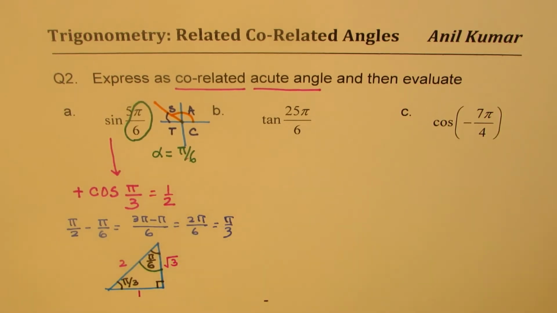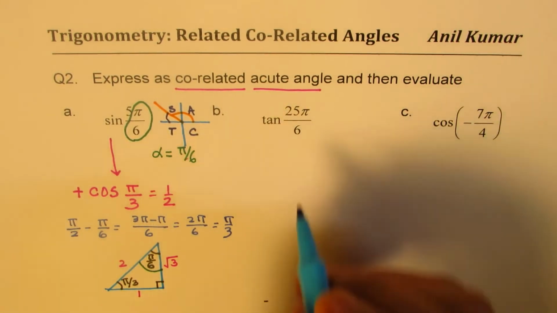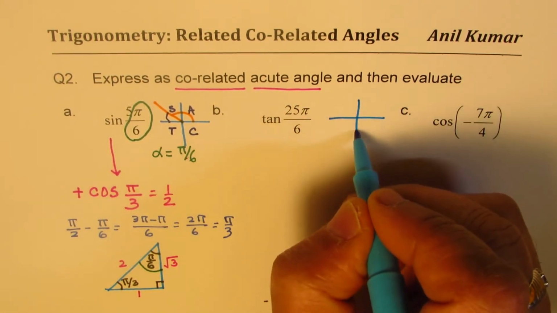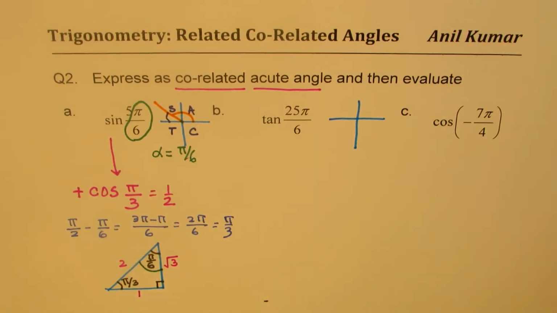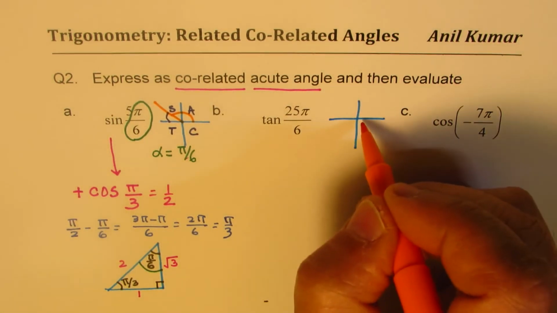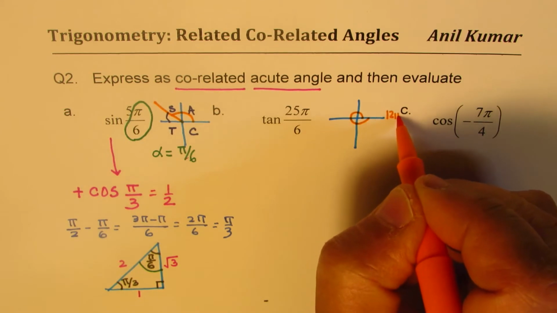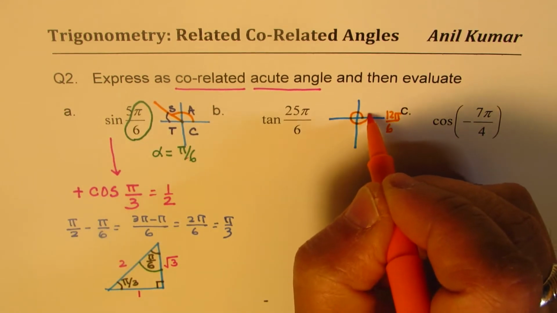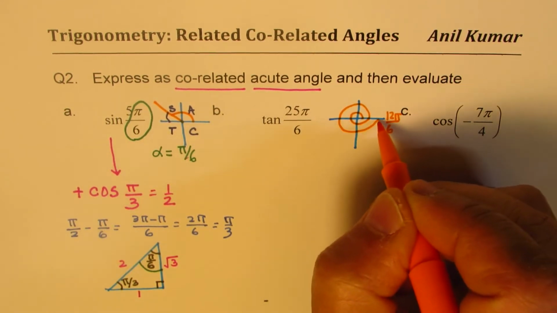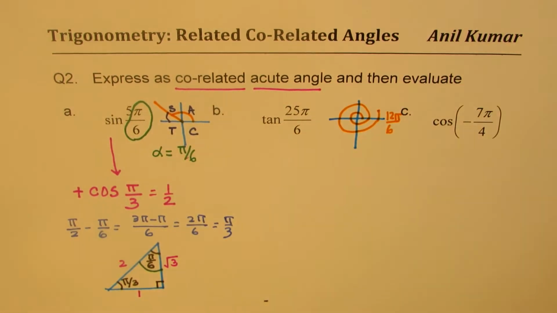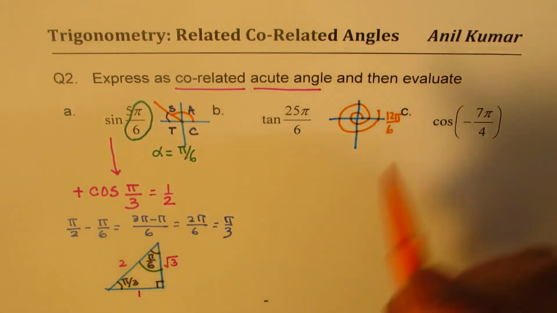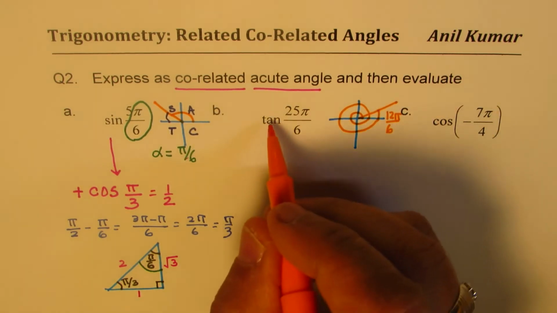Let's do it once again for tan 25 pi by 6. Now when we say tan 25 pi by 6, means this is 12, right? This is 12. 12 pi by 6 is 2 pi. We go one more circle, we made it 24, and 25 is right there. Correct? So you land up in quadrant 1, so it is positive.